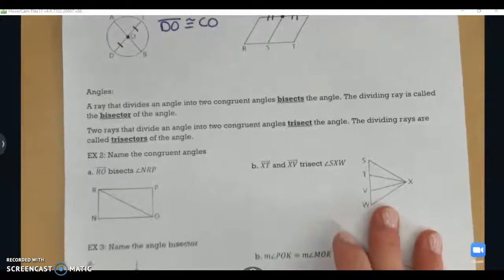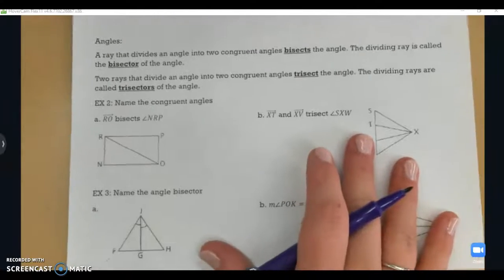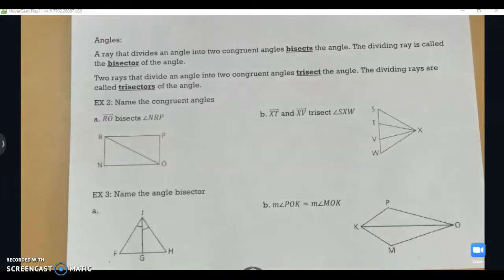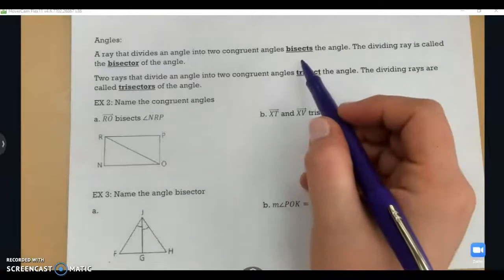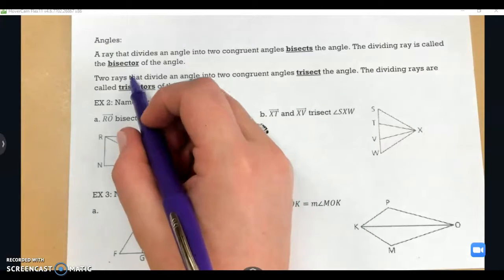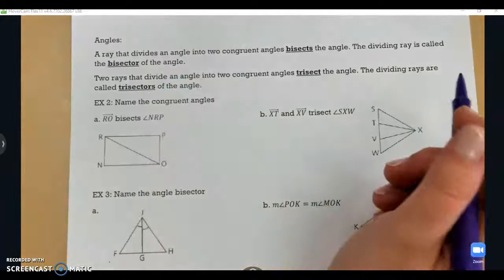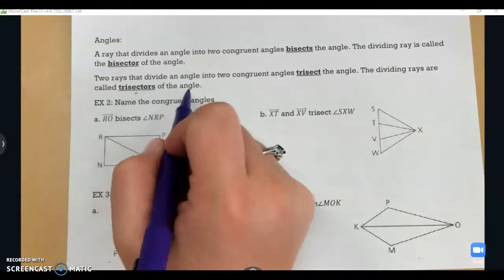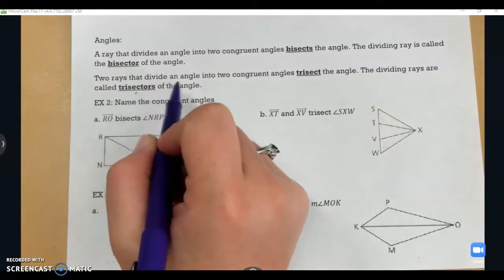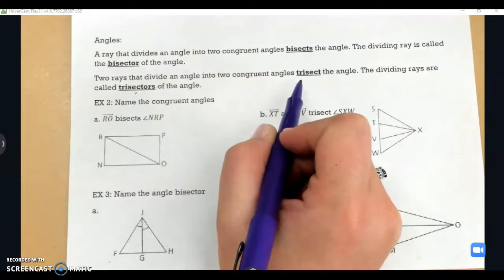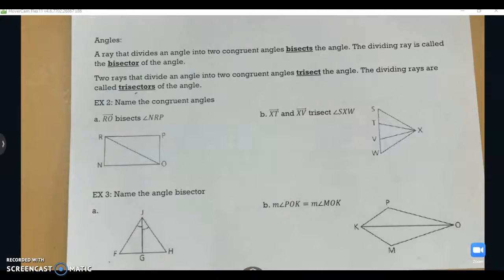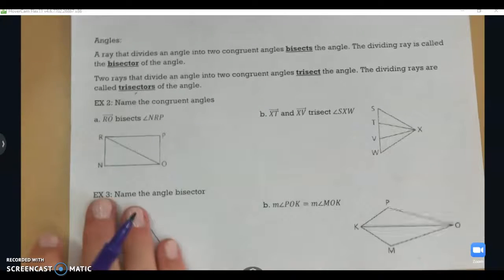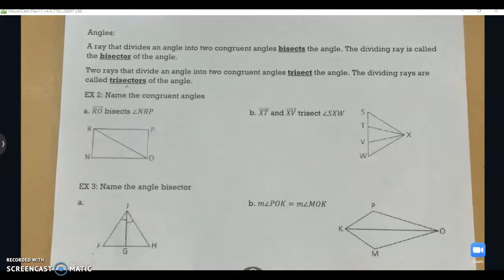Now what about angles? We can also divide our angles. If we are dividing it into 2 congruent angles, we're bisecting the angle, and then the ray that causes that bisection is the bisector. And then we can also divide an angle into 3 congruent angles, and that would be called trisecting. So again, bisect, think about a bicycle. A bicycle has 2 wheels. When we're bisecting something, we're splitting it into 2. Tricycles have 3 wheels. When we're trisecting something, we're splitting it into 3 equal pieces.